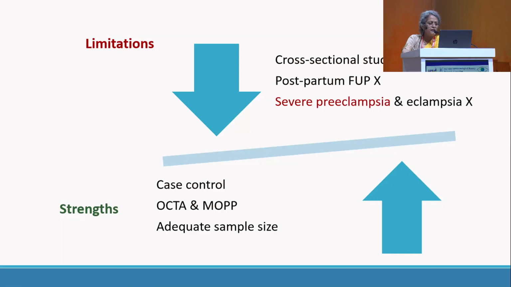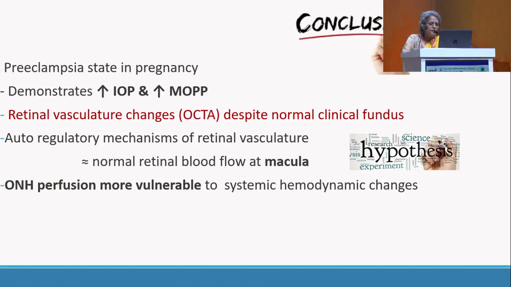Limitations of the study: it was cross-sectional, postpartum follow-up was not there, and severe eclampsia was excluded. Strengths: case control, both OCTA and MOP were done, adequate sample size. It demonstrates increased IOP and more ocular perfusion and retinal vascular changes despite a normal clinical fundus, which means the autoregulatory mechanism of retinal vasculature supersedes and gives a normal retinal flow at the macula, but the optic nerve head is much more vulnerable.